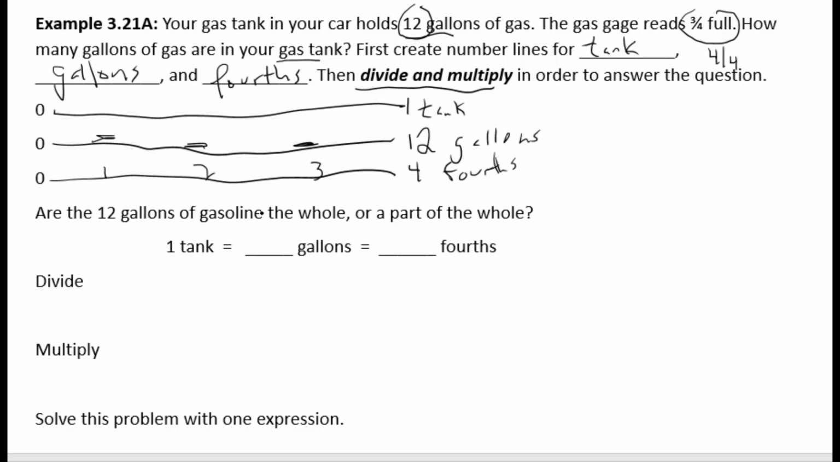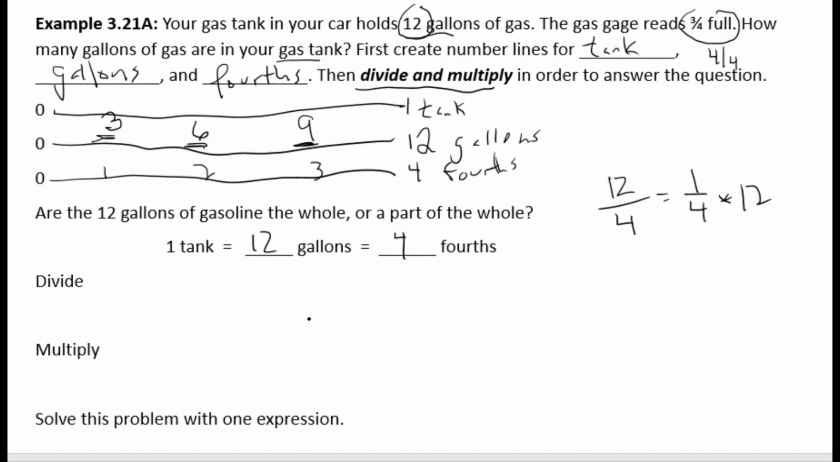All right, there's 12 gallons in a tank of gas. One tank is 12 gallons, which is the same as 4/4, right? So what I'm going to do here is take 12 and divide it by 4. That's the same as taking 1/4 of 12. And by doing that, I'm going to get 3 gallons. So there's 3 gallons in 1/4. So if I triple the amount of fourths, I would triple the amount of gallons, and I'm going to get 9 gallons in 3/4.